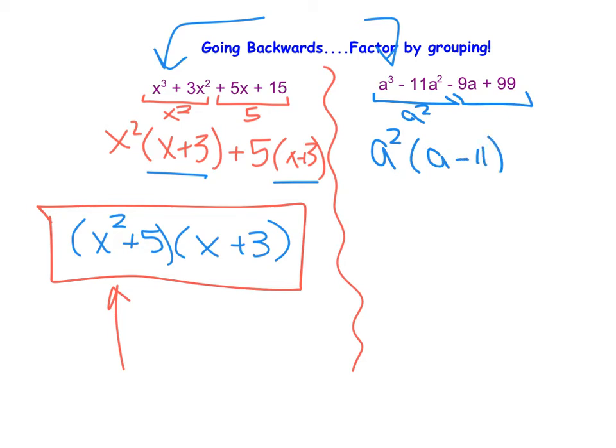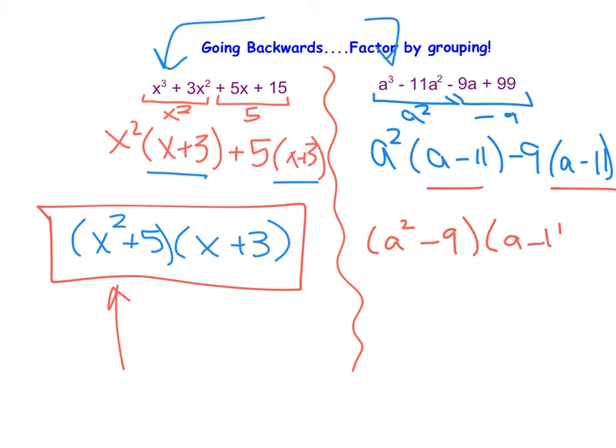And then I notice here that negative 9a plus 99, well, I know I'm trying to get a positive a inside the parentheses, so I'm going to factor out a negative 9. And as a result, I get a minus 11. And then I notice that these have the same binomial they are being multiplied by, so I can group the a squared minus 9 together, and both a squared and a negative 9 are being multiplied by a minus 11.